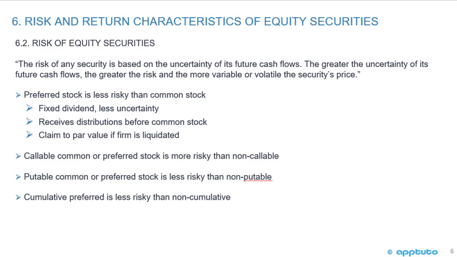That's less uncertainty. It receives distributions before the common stock, and there's a claim to par value if the firm is liquidated. Okay, so you can get your par value back. So if it's $100 preferred, there's a claim to that $100.